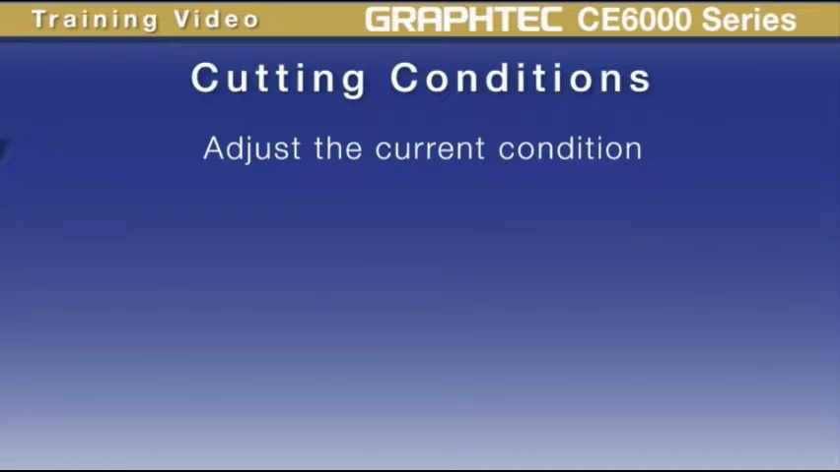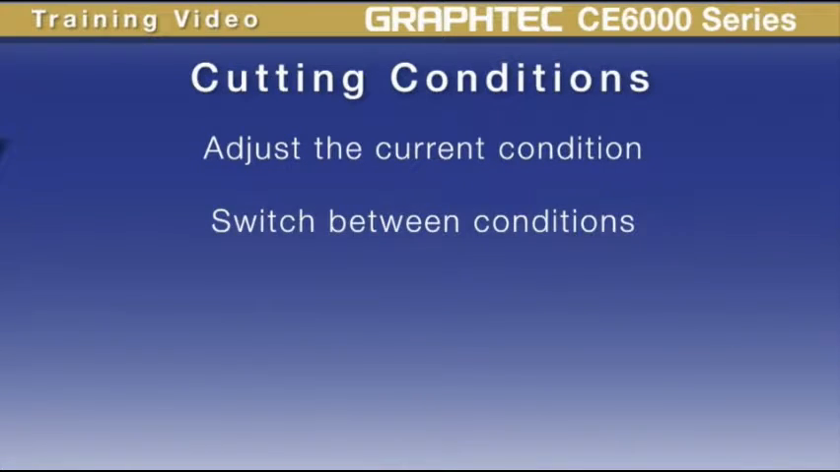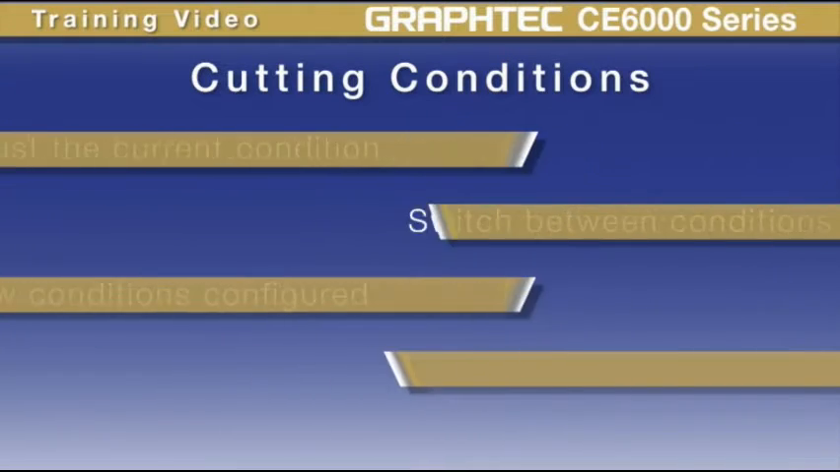First, we'll cover how to easily adjust the current condition. Then we'll cover how to easily switch between conditions. And finally, we'll show how each condition can be configured to cut the different types of media you may be using.